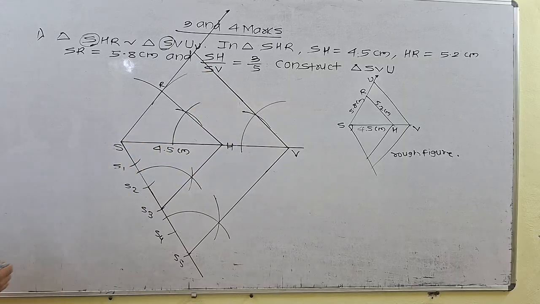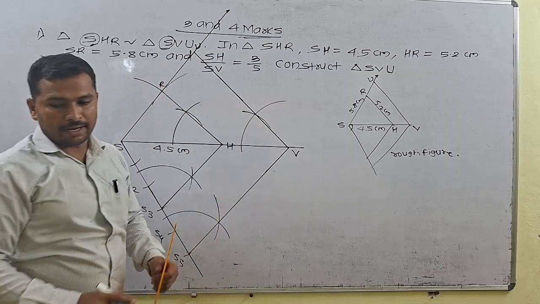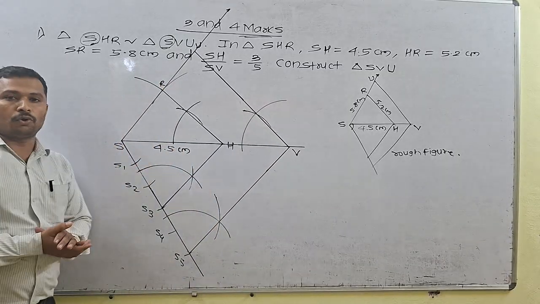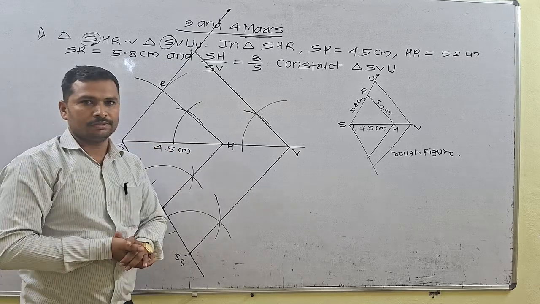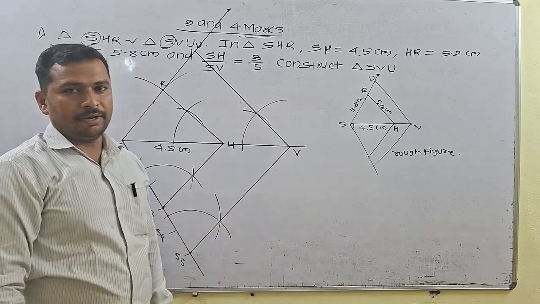We draw the triangles. So this is a 4 marks question. This question has already been asked in the board exam. So we get 4 marks. It's a very easy question. Okay. We must draw it. It has come many times.